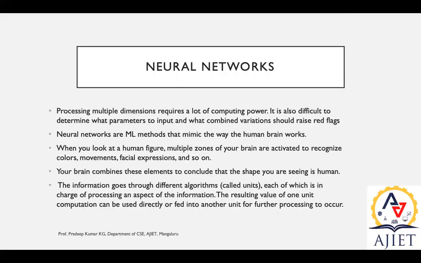Moving further, we have neural networks. Neural networks are again a part of artificial intelligence. They process multiple dimensions, which requires a lot of computing power. It is also difficult to determine what parameters to input and what combined variations should raise red flags.